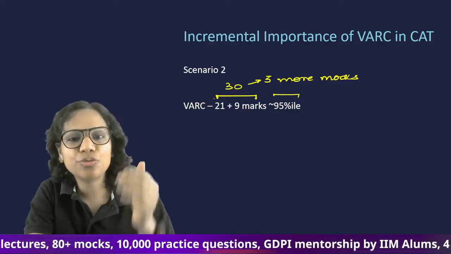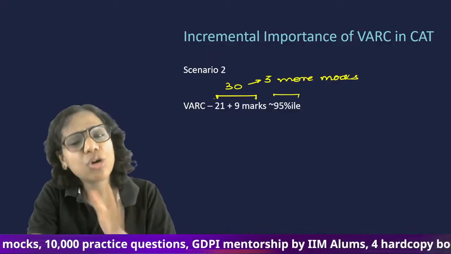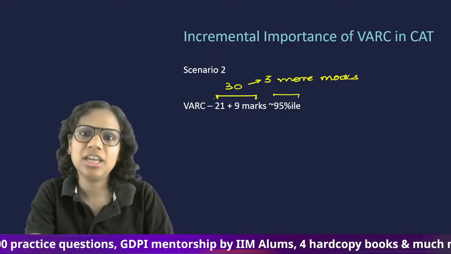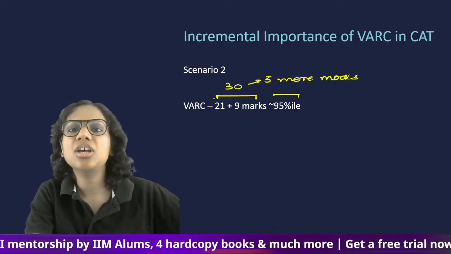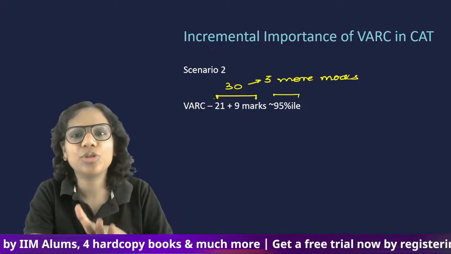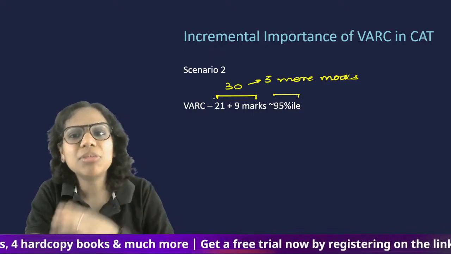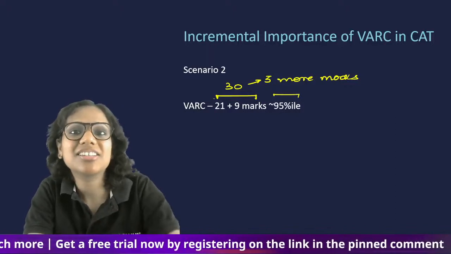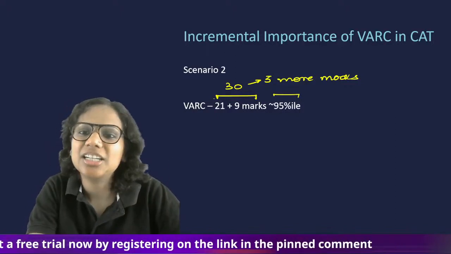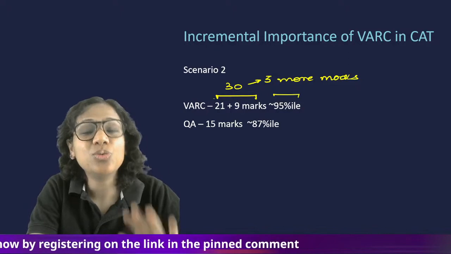Okay, let's say in your first mock you score low, in your second mock also you score low, that's okay, right? With just consistent effort and consistent mock taking, 4 to 5 mocks, that means approximately a month. In 1 month itself, you can see a jump of 10 percentile in a sectional percentile, right? So VARC has increased to 95.